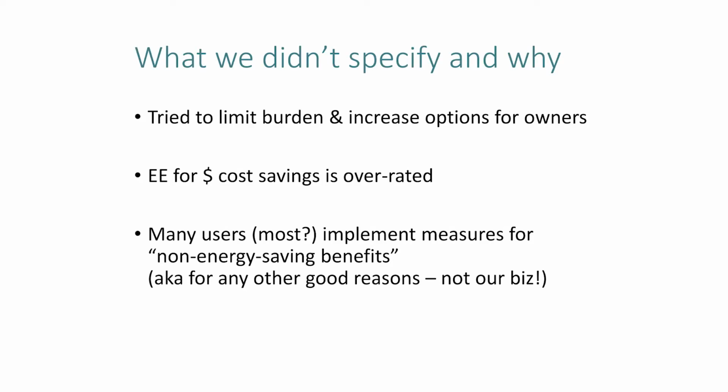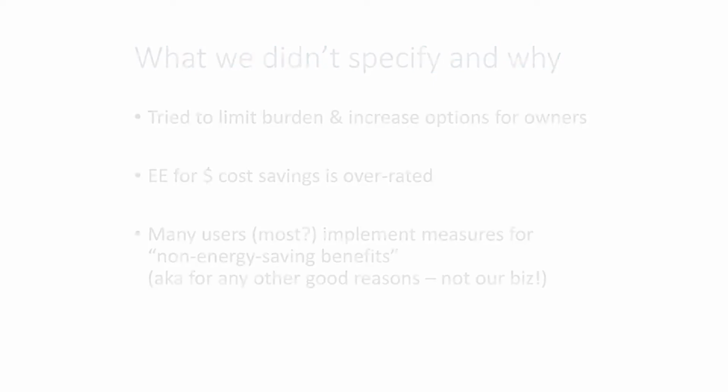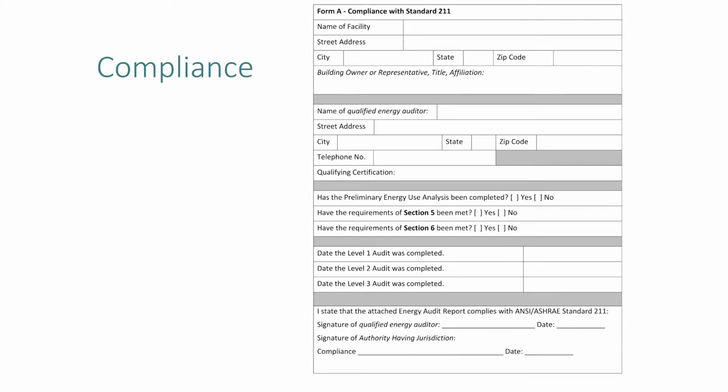So some of the things that we didn't prescribe, we tried to limit the burden and increase options for owners. Owners do things for, I think I said this already, energy efficiency for dollar cost savings is overrated. That's not why people make decisions. And even in the regulated energy efficiency world, we have this term, non-energy saving benefits, which everybody else in the world just calls benefits. That's why they do it. They don't see it as a non-energy saving thing. So anyway, we didn't want to require people to narrow what they wanted to do.